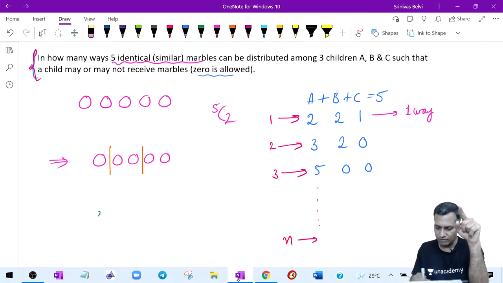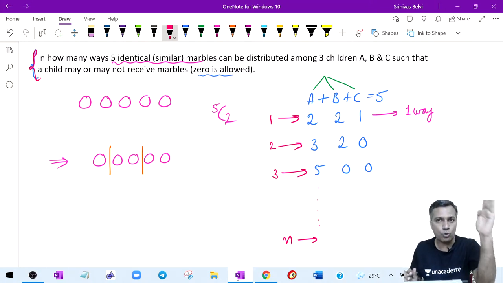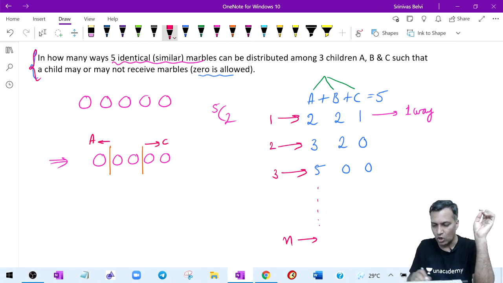So now listen. Considering this, I want this to be divided into three parts because I have three kids. However, since I want to stop fighting between them, saying I want more marbles, I want fewer marbles, I'll put in clear protocols. To the left of the first line always belongs to A. To the right of the last line belongs to C.